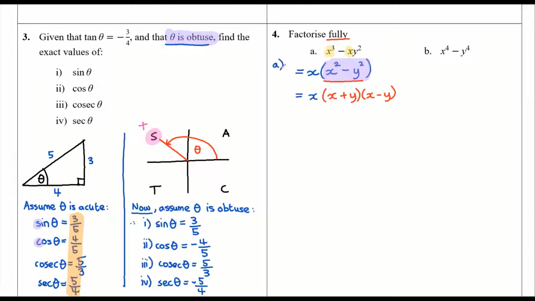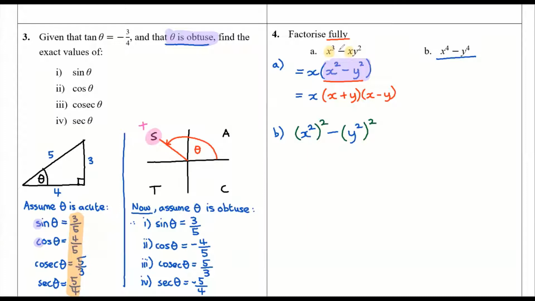So this was for part A. For part B, now if you notice, we've got x to the power 4 subtract y to the power 4. We could think of this again as difference of two squares, and what I mean is we've got x squared, okay, that's x to the power 4, subtract y squared, but that's also squared. Okay, so it's a difference of two squares now.